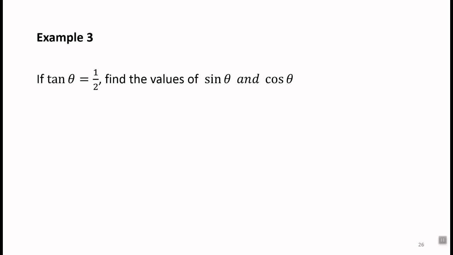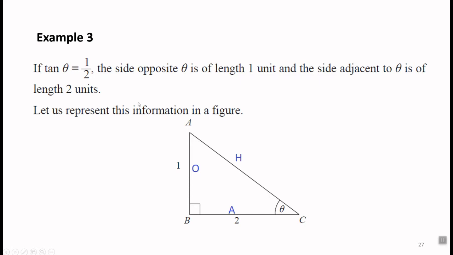Example. If tan theta equals half, find the value of sin theta and cos theta. So what is tan? Tan means opposite over adjacent. Opposite is 1 centimeter, adjacent is 2 centimeters. You can take it like that, or opposite is 1 unit and adjacent is 2 units. If tan theta equals half, the opposite side is 1 unit, the adjacent side is 2 units.